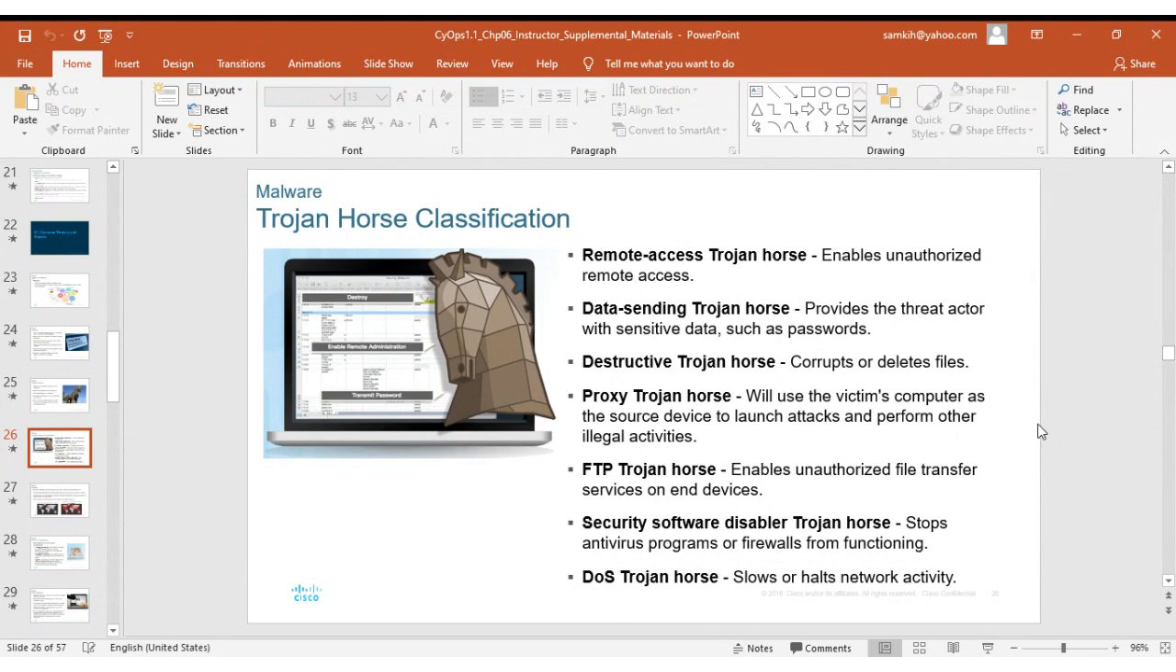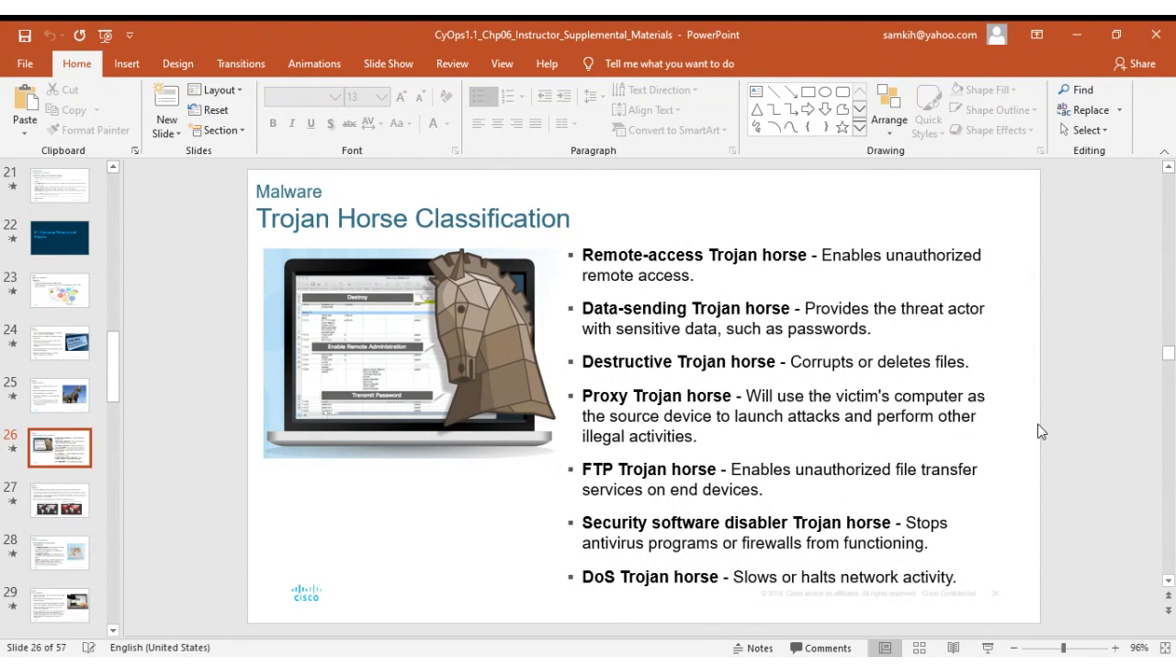We also have the FTP Trojan horse, which enables an unauthorized file transfer service to an end device. Like right now, most of the guys are using FTP to transfer files from the server. Like our guys in our technical department, that is our IT department. Since they're at home and they need to transfer files from one machine to the other, they're using FTP. So it's majorly used.